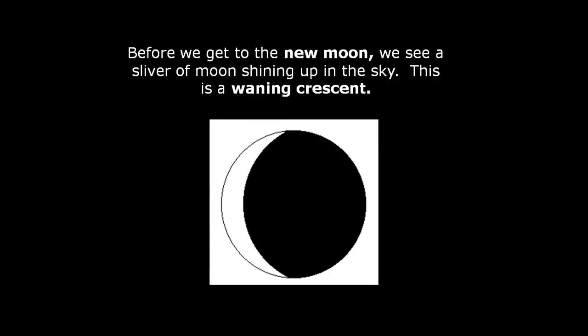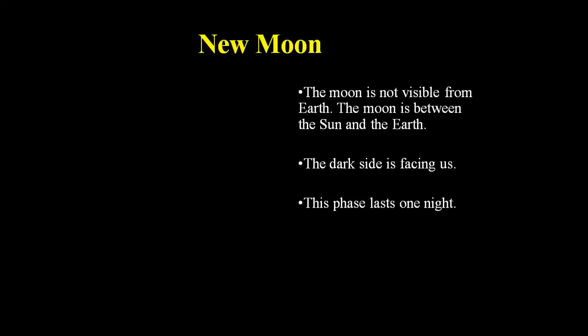Before we get to the new moon, we see a sliver of a moon shining up in the sky. This is a waning crescent. Now, new moon. The moon is not visible from Earth. The moon is between the sun and the Earth. The dark side is facing us. This phase lasts only one night.